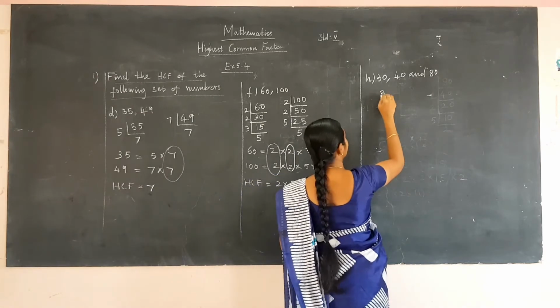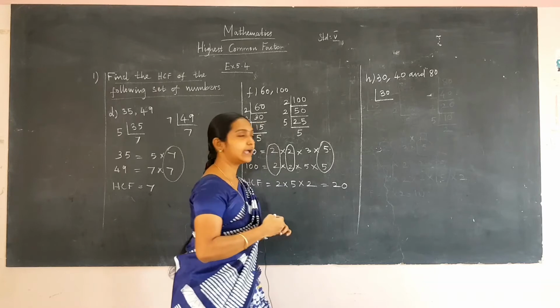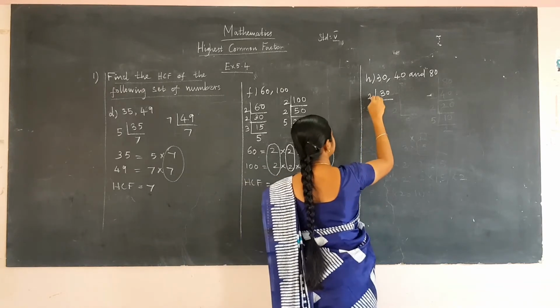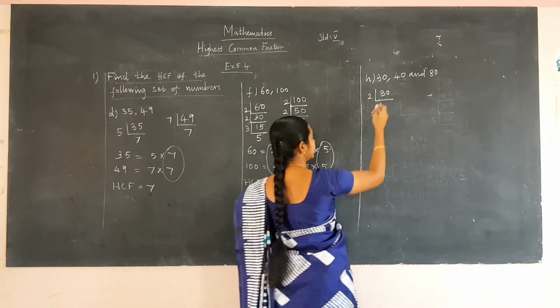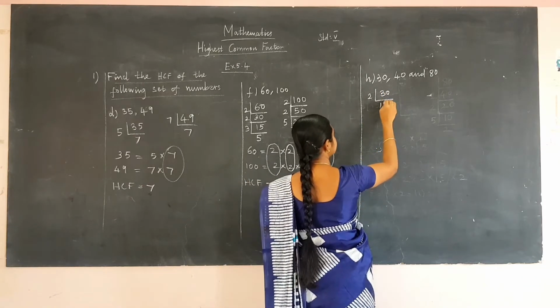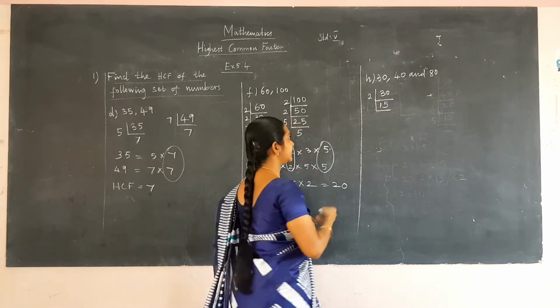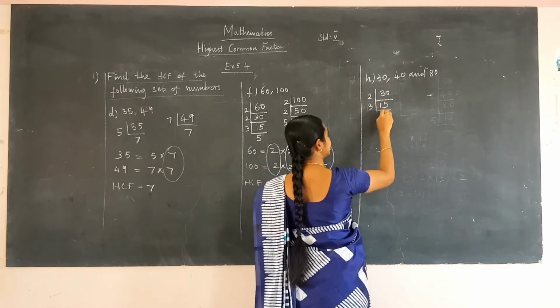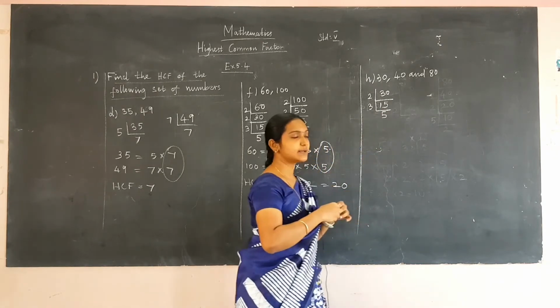Next we are going to find the HCF of three numbers: 30, 40 and 80. First factorize it with number 2. 1 2 is 2 and we have a remaining 1. 5 3s are 15. Factorize it with number 3. 5 3s are 15. We can stop with number 5 because 5 is a prime number.